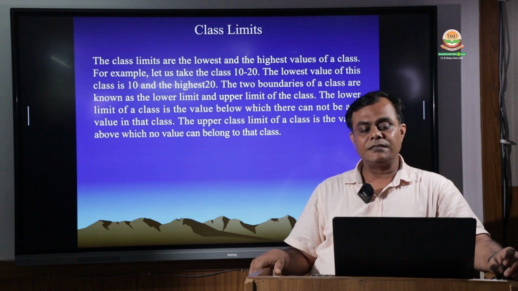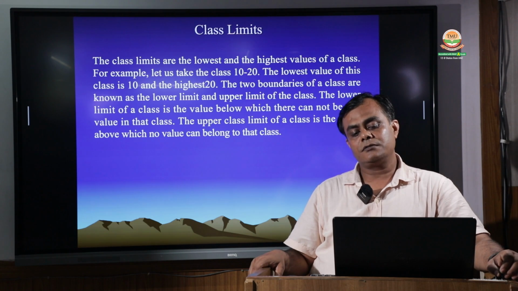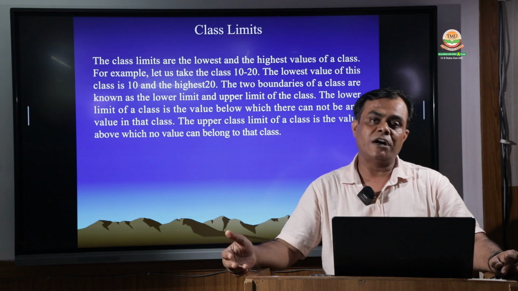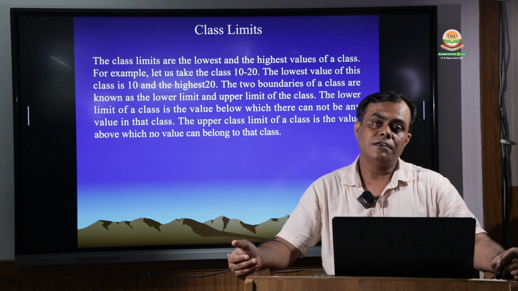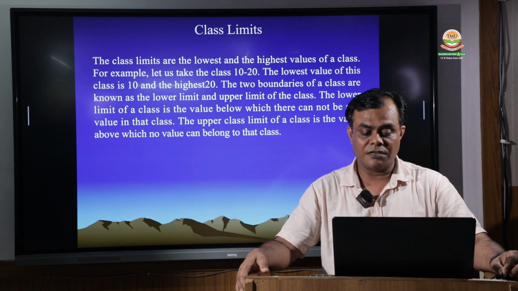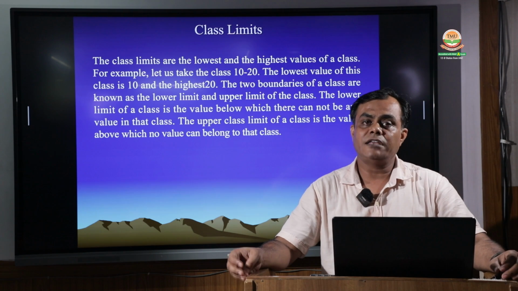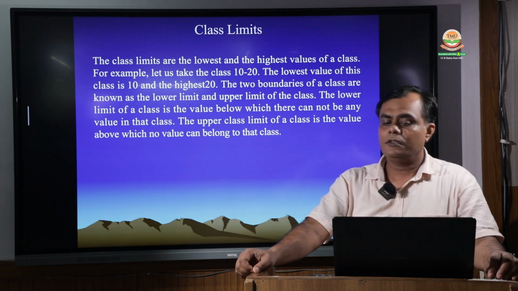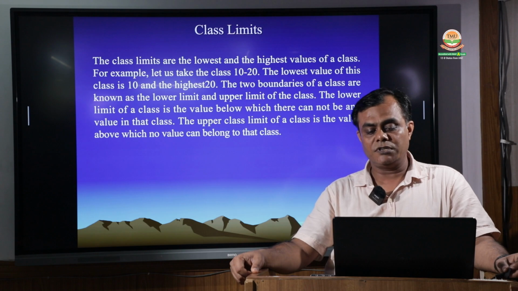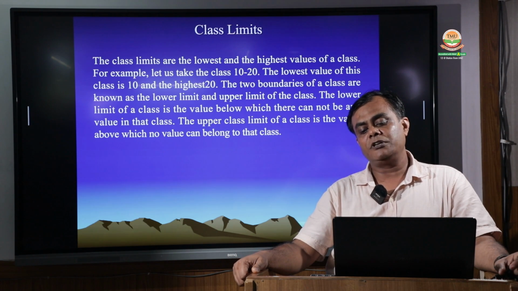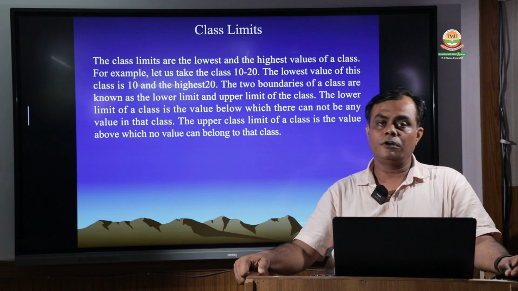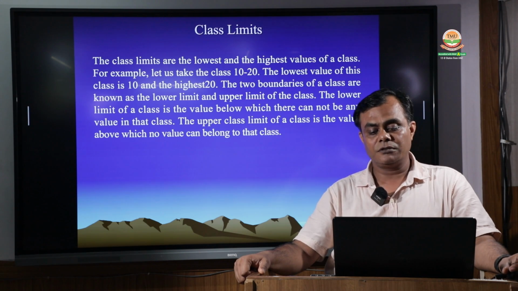First, class limits. Class limits are the lowest and the highest value of the class. So class limit has two parts: one is the lowest value of that class and the second is the highest value of that class. Let us take the class 10 to 20. In 10 to 20, the lowest value of the class is 10 and the highest value of the class is 20. So the two boundaries of the class are known as the lower limit and the upper limit of the class.